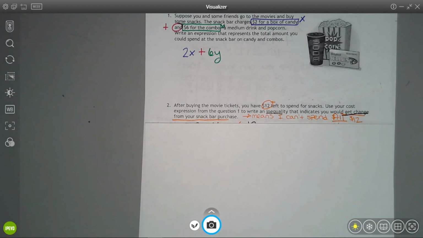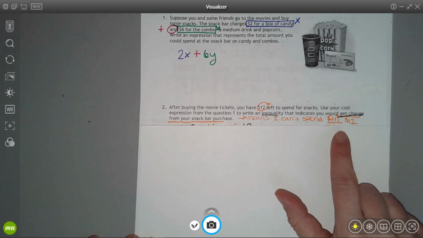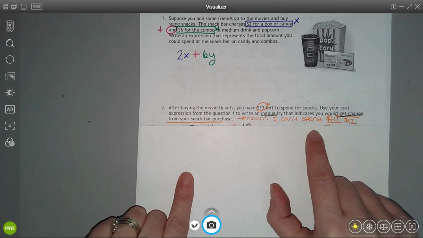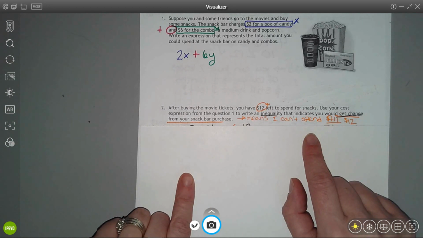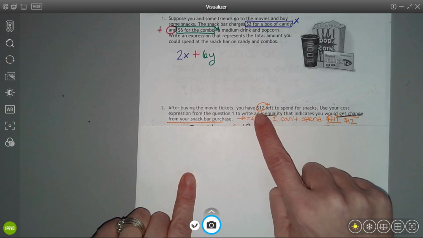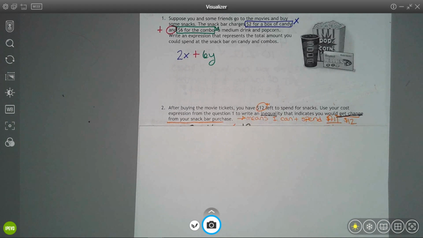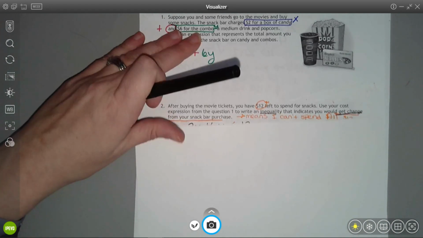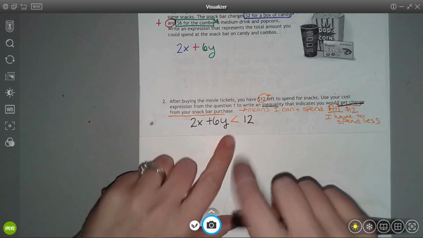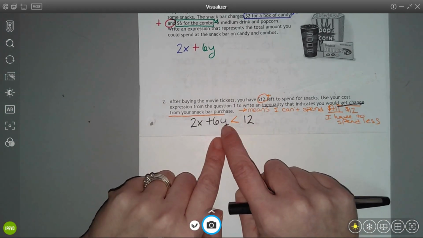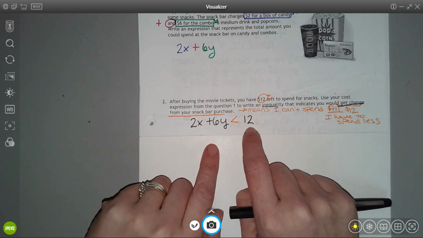Guys, what that means to get change, that means that I cannot spend all $12. I can spend $11.99, but I cannot spend all 12. What that means is that I have to spend less than that. So I'm going to take my expression and I'm saying I have to spend less than $12.